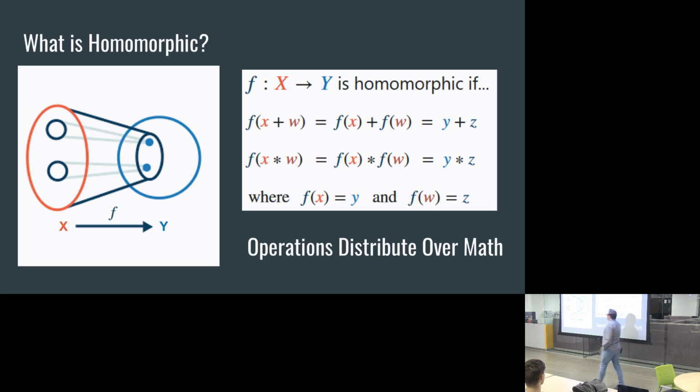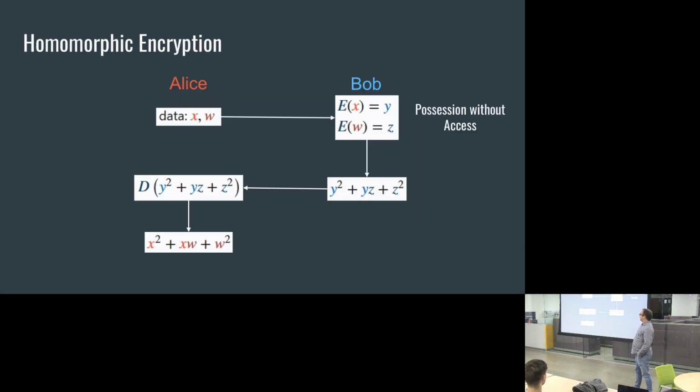So what's homomorphic? Homomorphic is about mappings between things. So they go from X to Y, usually something like integers, and it's an operation. And the important part is this, that the operation distributes over addition and over multiplication. So addition and then doing the operation is the same as doing the operation and then adding, same for multiplication. So operations distribute over math is the important thing.